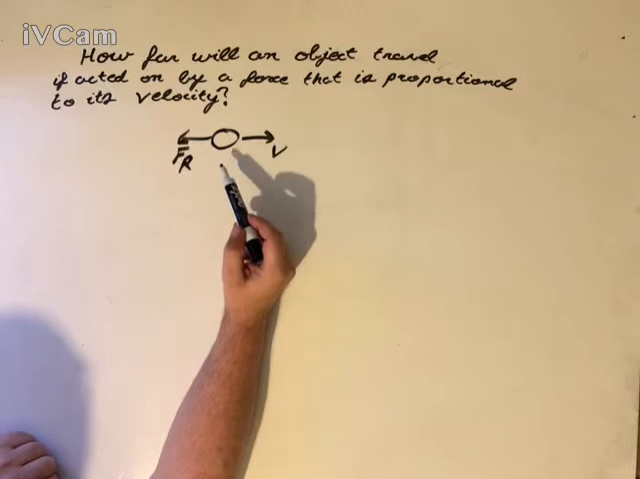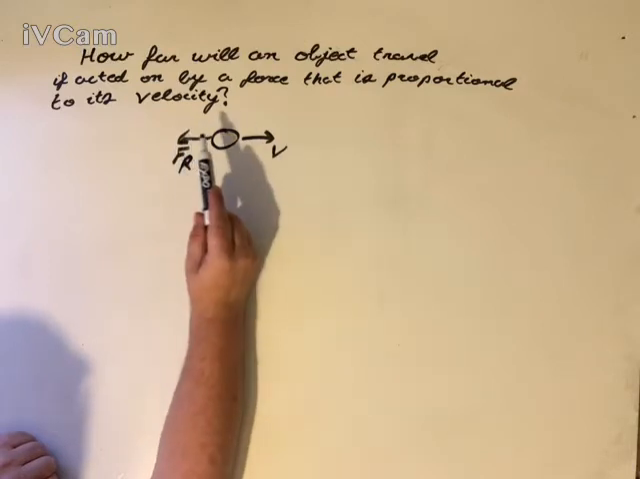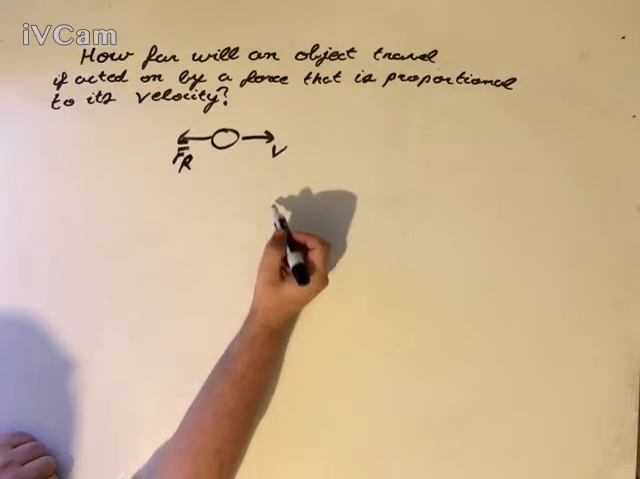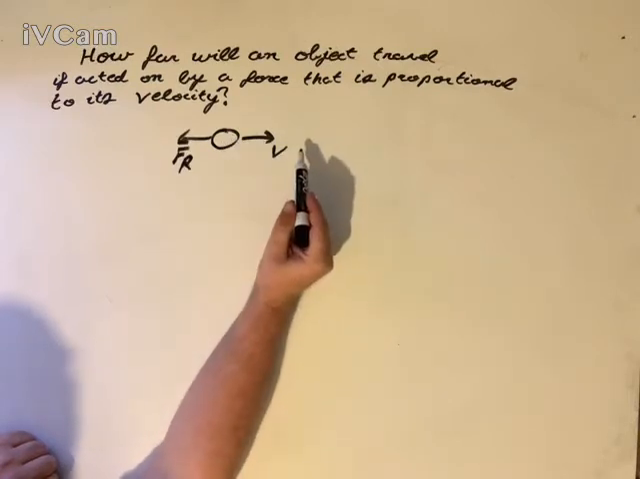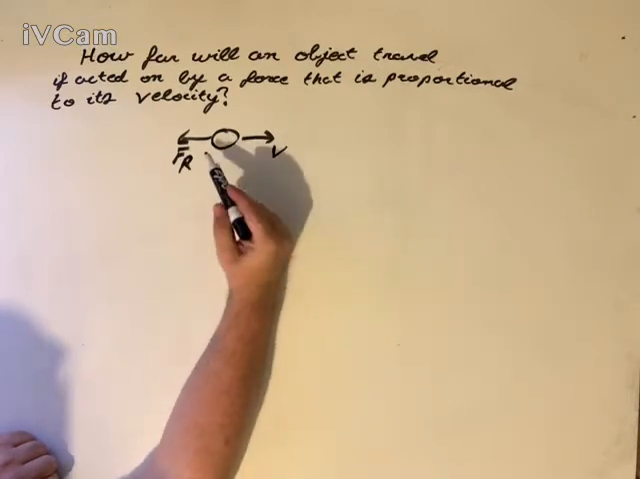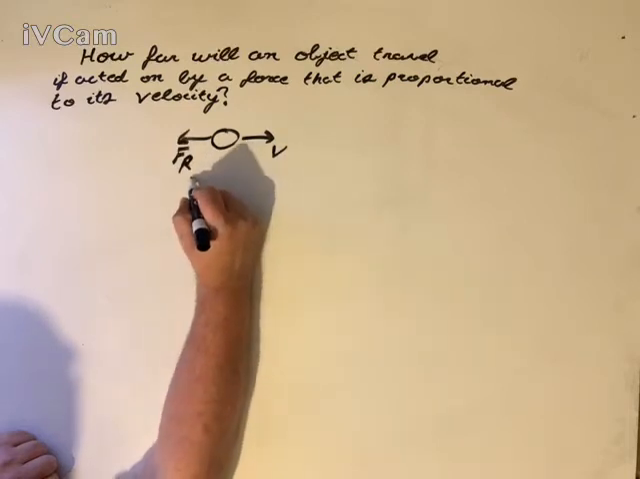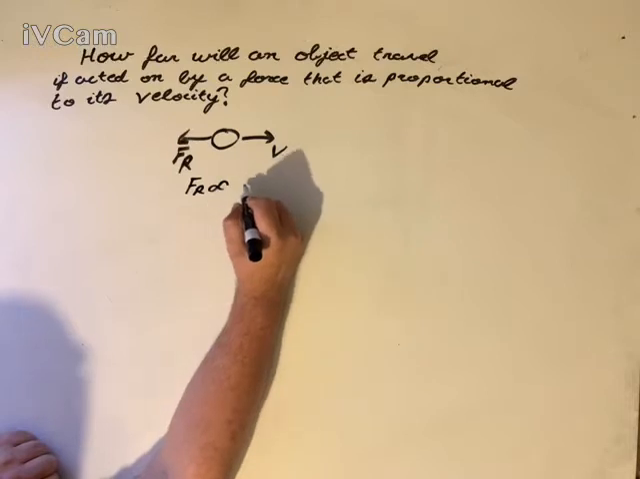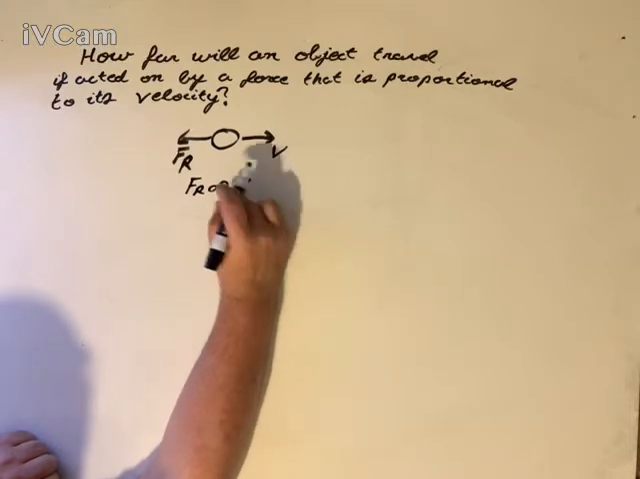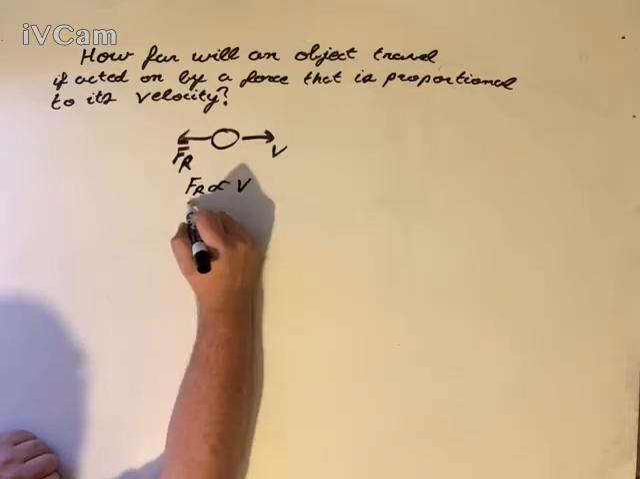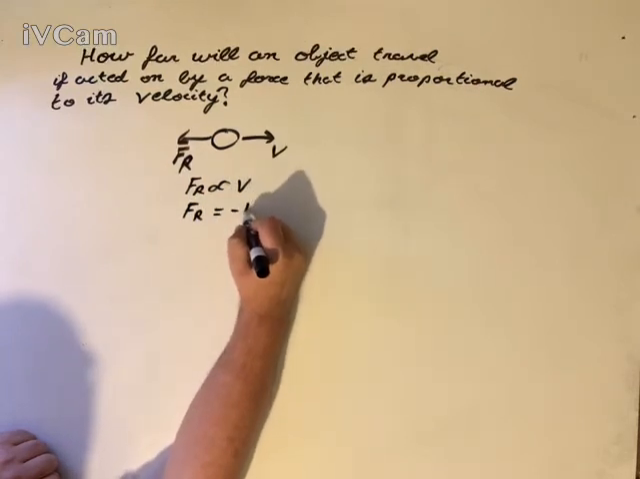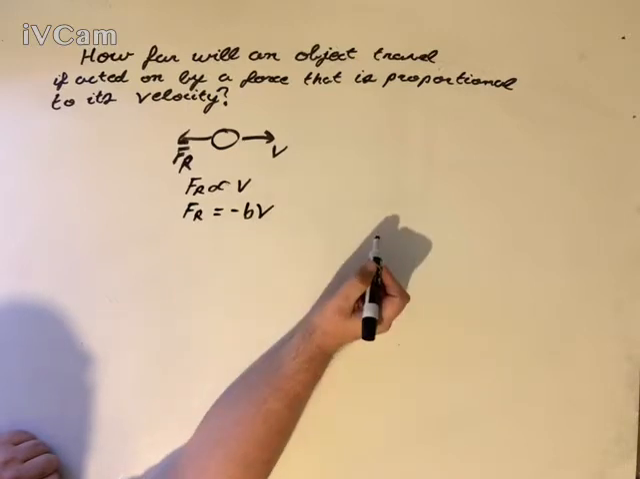And this problem that we're going to look at says, how far will an object travel if acted on by a force that is proportional to its velocity? So we're going to have an object traveling with some velocity here to the right and a resistive force in the opposite direction, and we're going to say that that resistive force is proportional to the velocity, which means that that resistive force, we'll call it F sub r, equals some constant times the velocity.